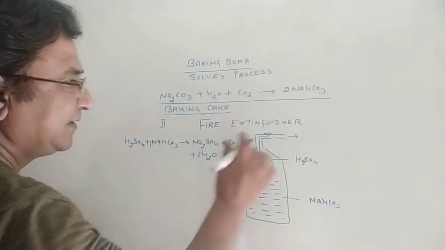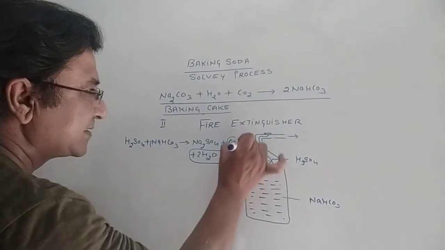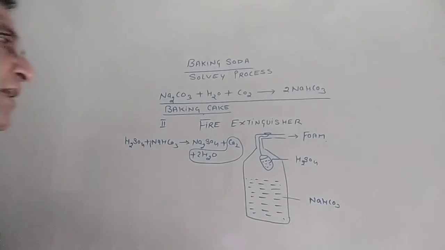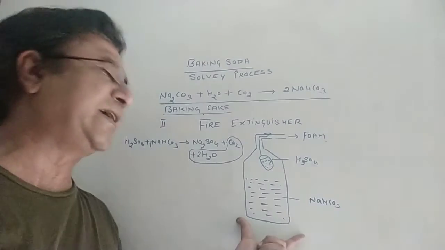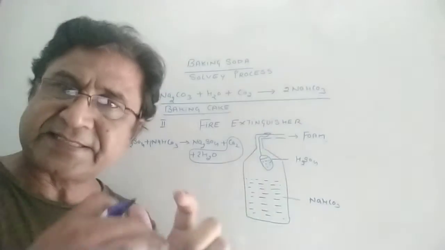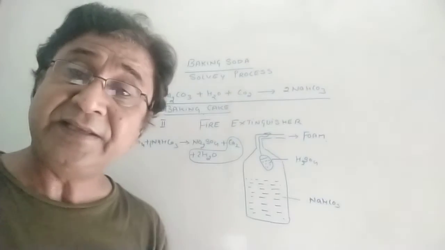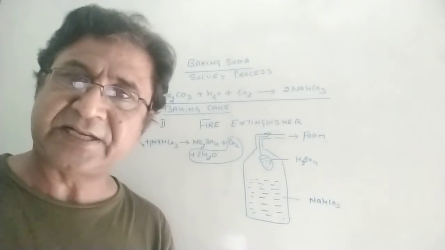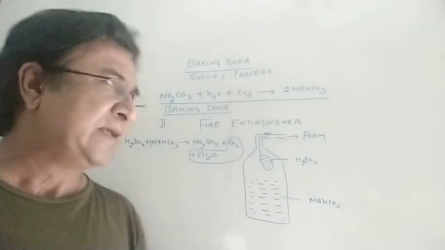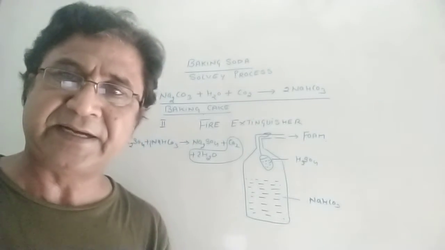Now this water and carbon dioxide together will form a foam-like structure, right? And it will come out from the nozzle of the fire extinguisher. When this carbon dioxide foam is spread over the fire, it cuts the supply of oxygen, and you know that oxygen is required for fire because it is a supporter of combustion. So when the foam is scattered over the fire, it cuts the supply of oxygen and the fire gets extinguished.